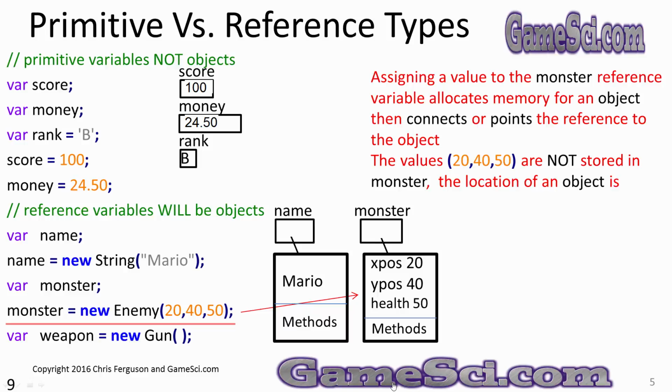Assigning a value to the monster reference variable allocates memory for an object, then connects or points the reference to the object. The values 20, 40, and 50 are arguments, and they are not stored in the variable monster. The location of an object is stored in monster, and once I have a reference to monster, I can run the constructor method that assigns values to x position, y position, and health.